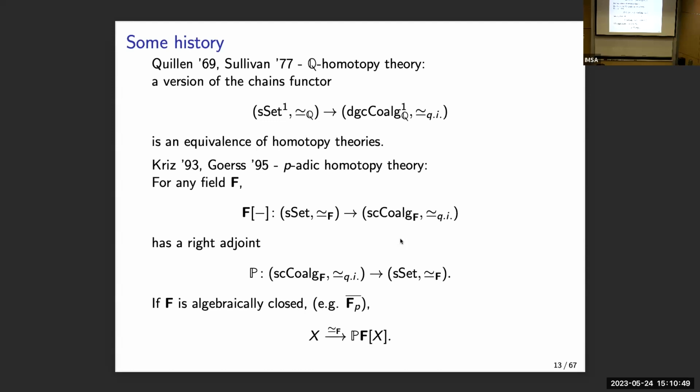Okay. So you can recover your space, or your simplicial set up to F-homology equivalence, completely from its F-chains considered as a simplicial co-commutative coalgebra. In other words, this functor of simplicial chains embeds fully faithfully the homotopy theory of simplicial sets up to F-homology inside this more algebraic, or I should say coalgebraic, homotopy theory. The full and faithful embedding of homotopy. That was Goerss' work in '95.